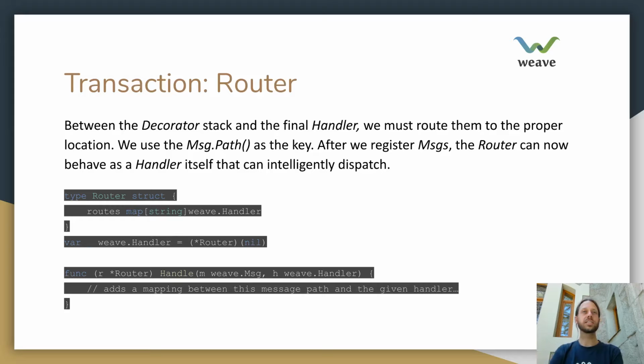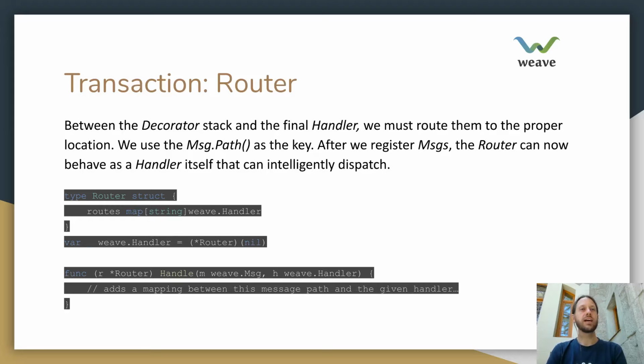After the final decorator stack is handled, we have to route these messages to the proper location. So we use the message path as a key. You see, routes basically stores a map from a string to a handler. When you register it, you call handle, and you give a message path and a handler, and we then store it on the message path.